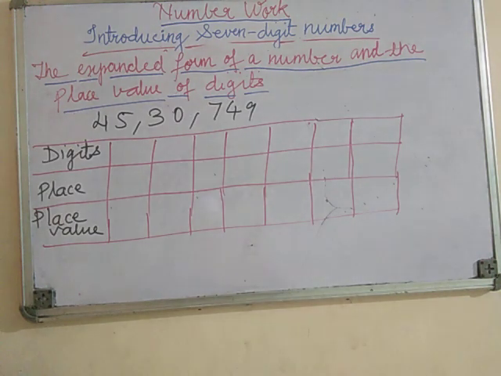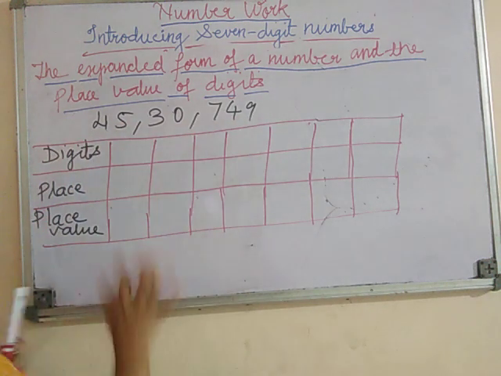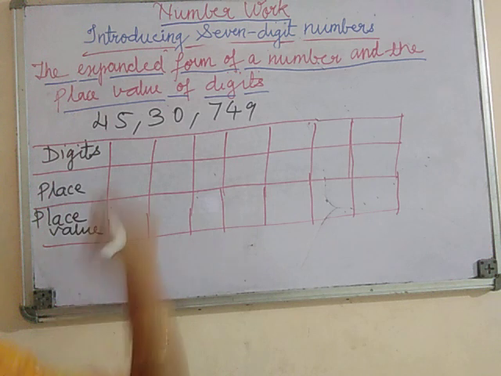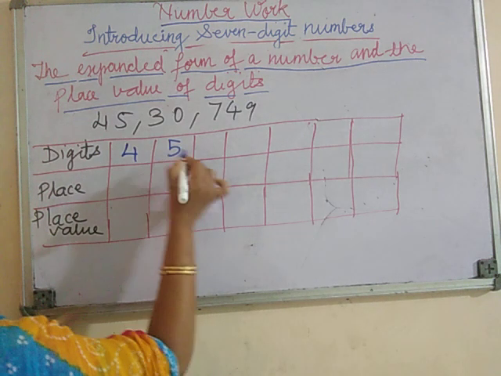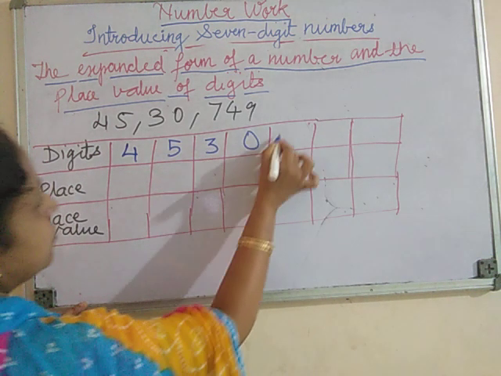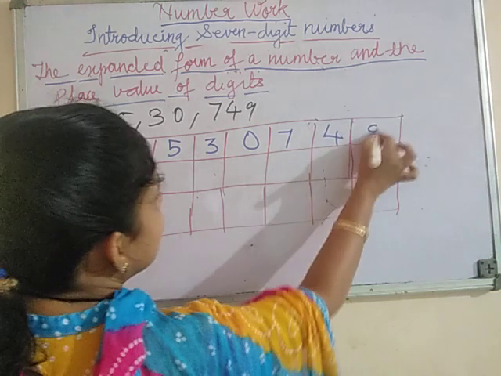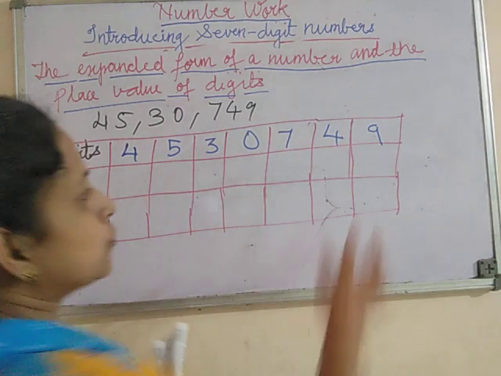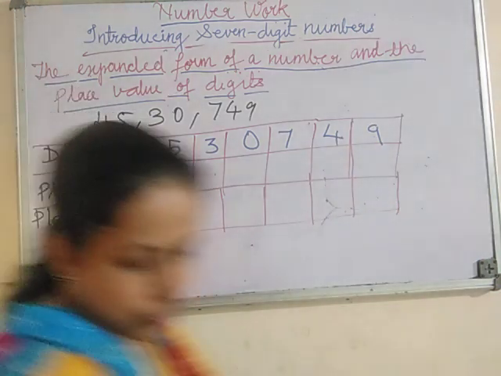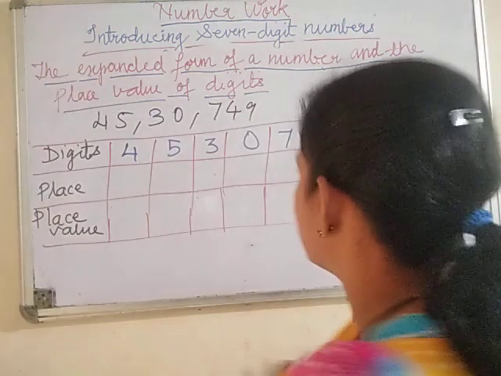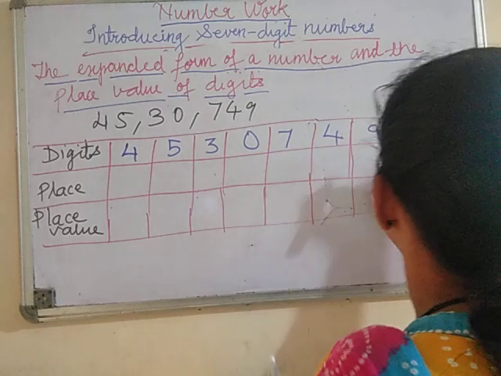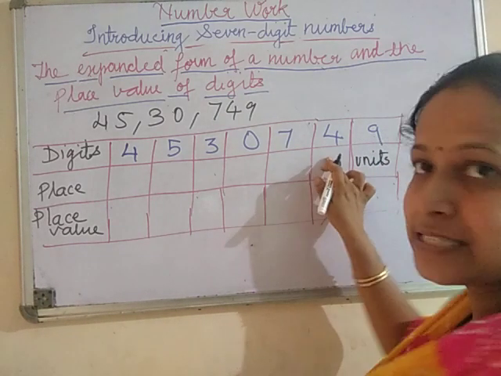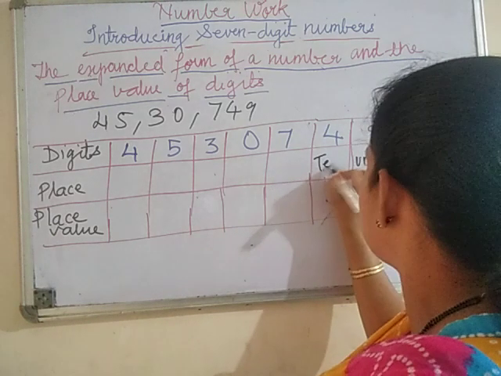Fine. Now let's first write down what are the digits which are given in this row. Okay. So digits are 4, 5, 3, 0, 7, 4 and 9. Let's try to write their place names now. Okay. So this is unit place. You will write it as units, UNITS. Okay. Then this is in tens place. So you will write it as TENS.